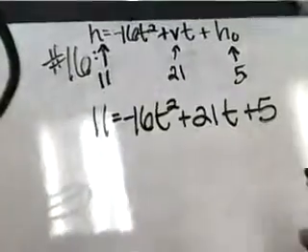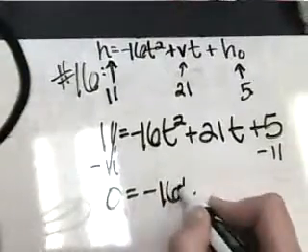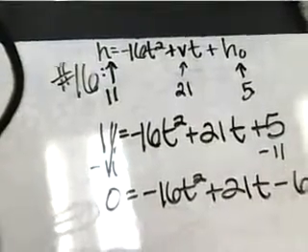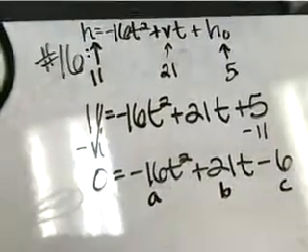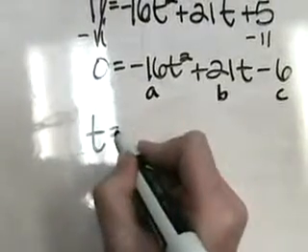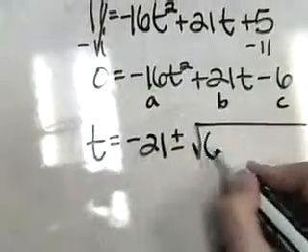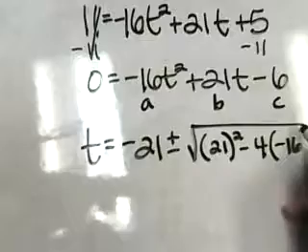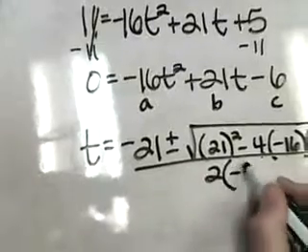Anytime I solve a quadratic equation, I have to get it set equal to 0. So subtract that 11 over. That'd give me minus 6. Here's my A, here's my B, here's my C. Remember, they want me to use the quadratic formula because that's what this section is about. So t equals negative b plus or minus the square root of b squared minus 4 times a times c, over 2a.